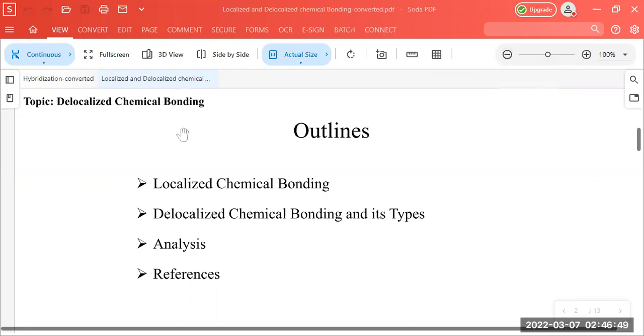Bismillahirrahmanirrahim. Today our topic of discussion is delocalized chemical bonding. First of all, I will discuss what is localized chemical bonding with respect to organic molecules, and then I will discuss delocalized chemical bonding and its different types. At the end, we will discuss how this is analyzed and which technique is used to analyze delocalized and localized chemical bonding.